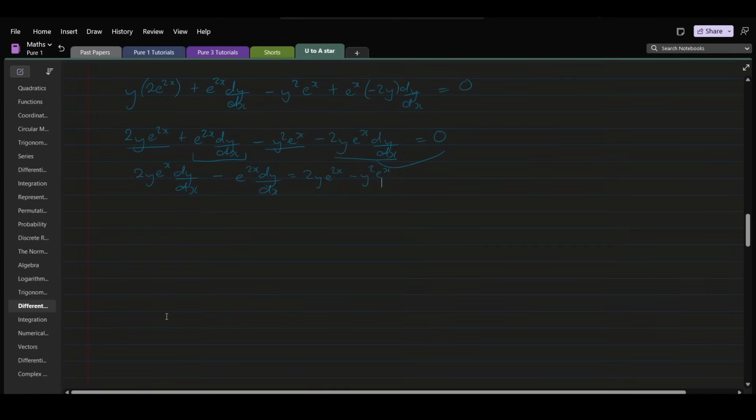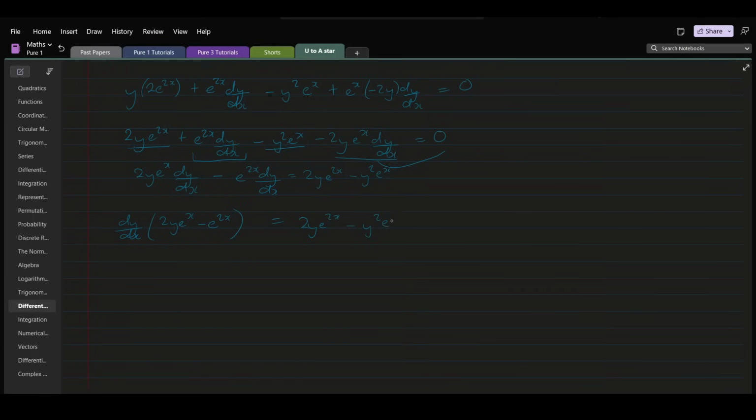Let's factor out dy/dx on the left hand side. So dy/dx, that becomes 2y e to the x minus e to the 2x. And this is all equal to 2y e to the 2x minus y squared e to the x. This should be x. And so dy/dx is equal to 2y e to the 2x minus y squared e to the x, over 2y e to the x minus e to the 2x.